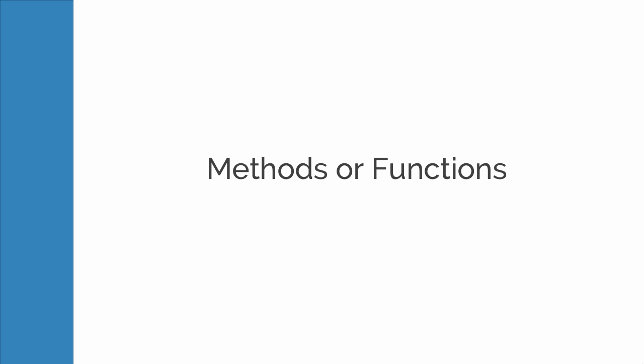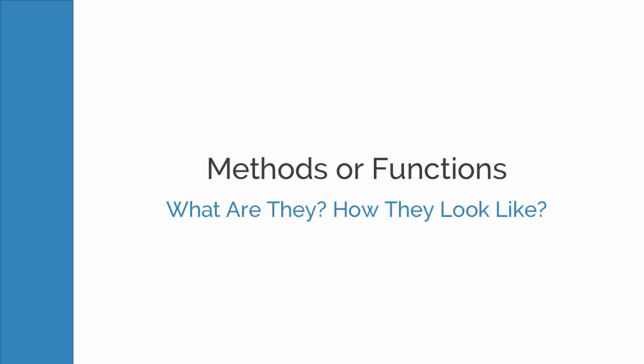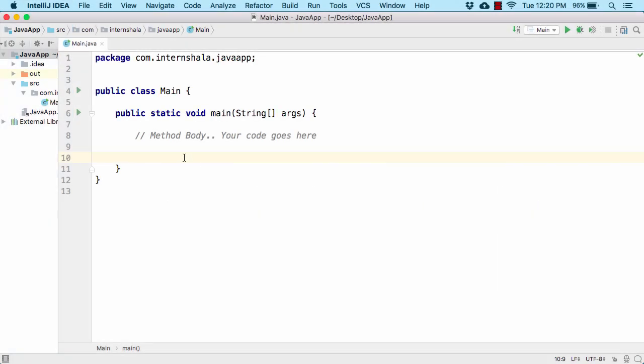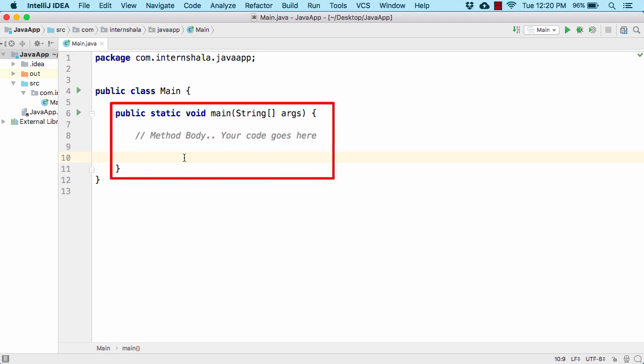Let us now proceed and check out what are methods or functions in Java. So first of all, what are methods and how do they look like? At the very beginning of this course, I told you that this main is basically the method. And inside the main method or inside the main function, we actually have the method body where we write our code. So a typical method in Java has some syntax.